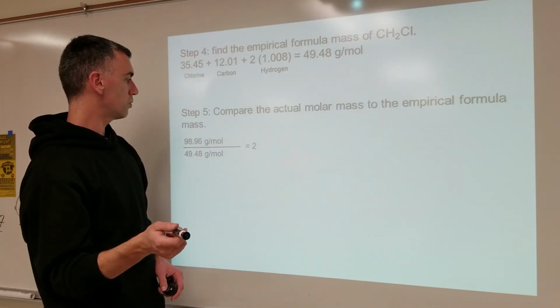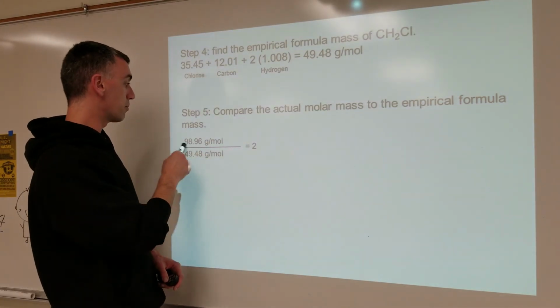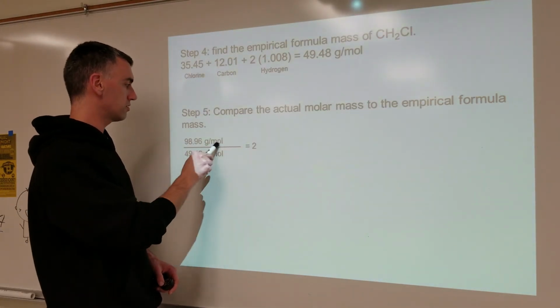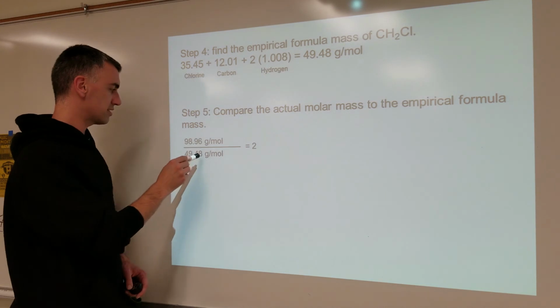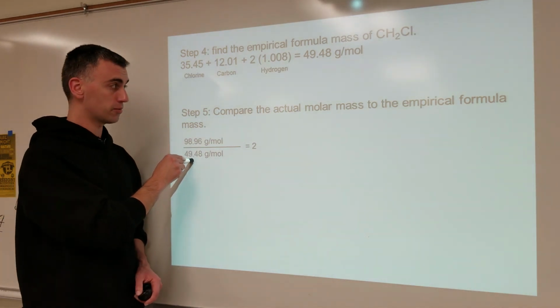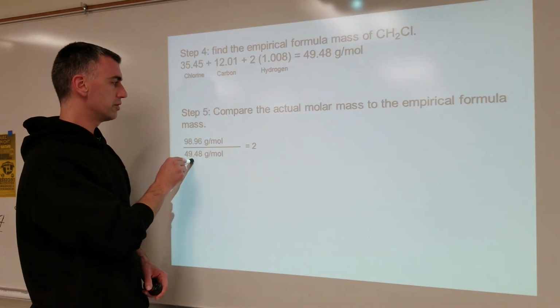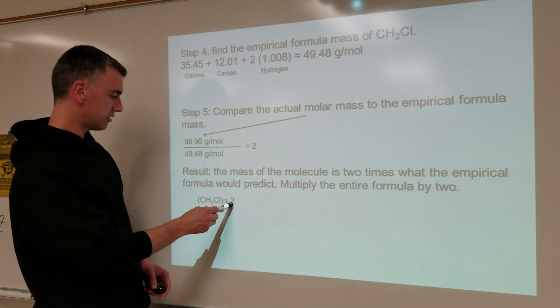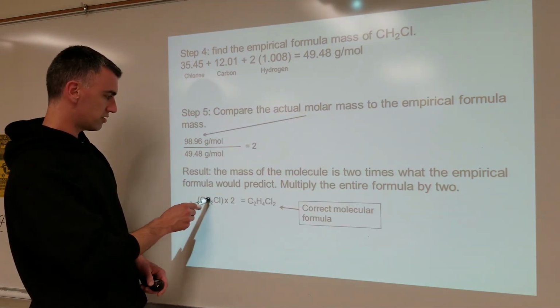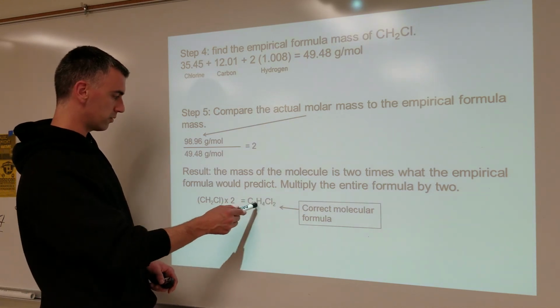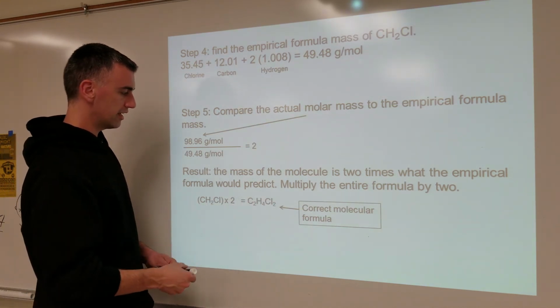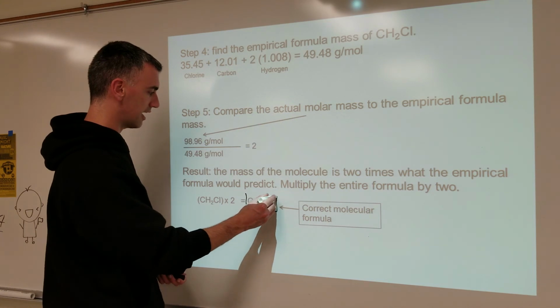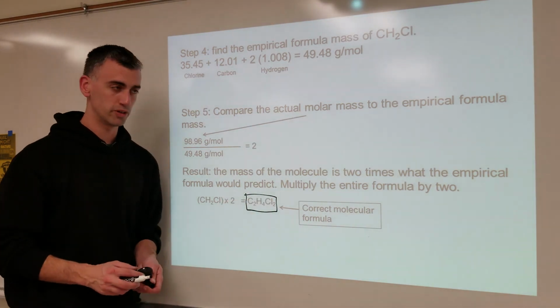The original question said that this is the molar mass of the compound. We see the molar mass is twice as big as the empirical formula mass, which means you take that empirical formula and times it by 2. So instead of 1 carbon, there's 2. Instead of 2 hydrogens, there's 4. Instead of 1 chlorine, there's 2. And this is the actual molecular formula.